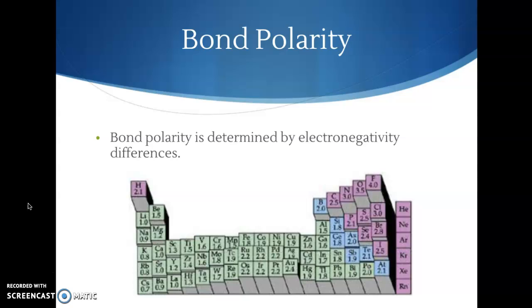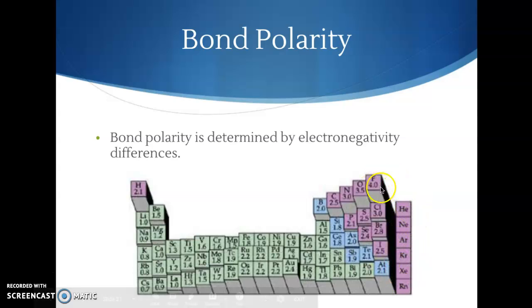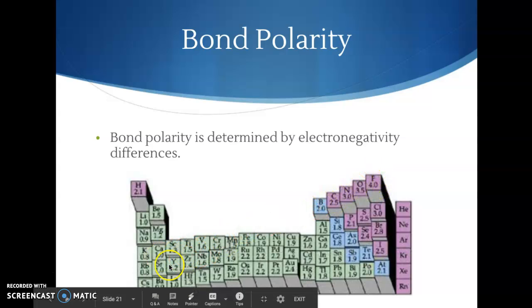We use electronegativity differences to figure out bond polarity. Before, in an earlier chapter, we talked about the trends for electronegativity. In the top right part of your periodic table, we have the higher electronegativities. The noble gases don't count for the trends on electronegativity, so fluorine is going to be your most electronegative element. And then as we move down and to the left on the periodic table, those values decrease.